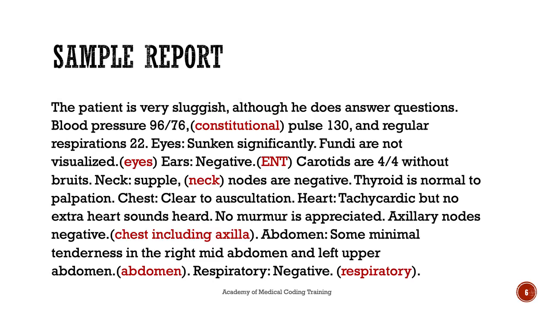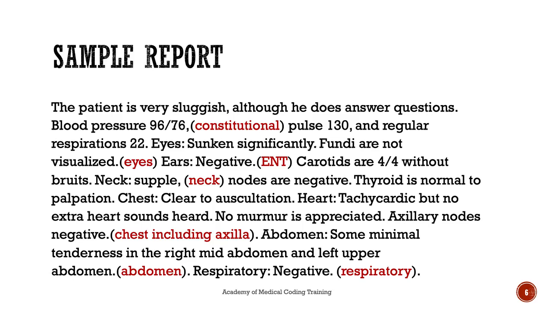You can see the first part is that the patient is very sluggish. Although he does answer questions, blood pressure is 96/76, pulse 130, regular, respirations 22. So these are the findings of the constitutional. So we have one organ system here, that is constitutional. Then the information is given about the eyes, again another organ system, ears negative, again ENT, another organ system.